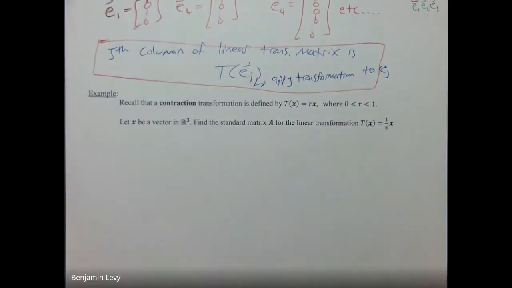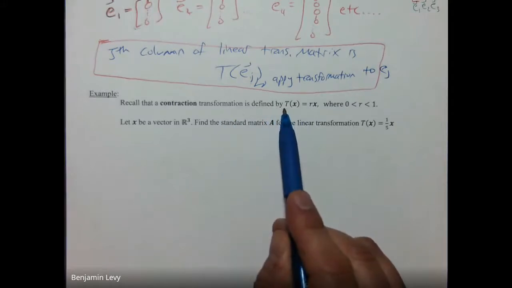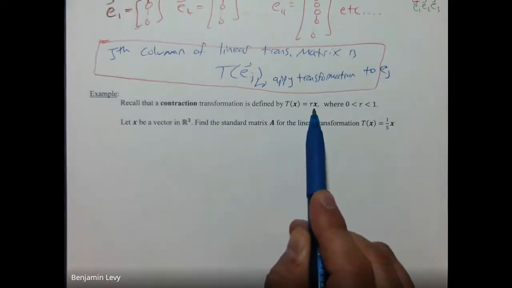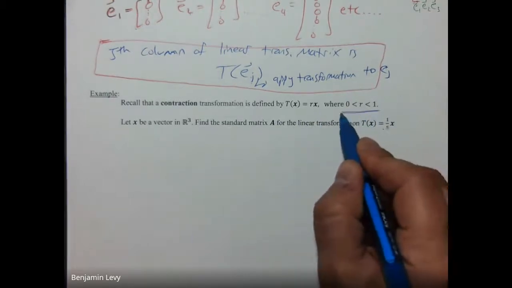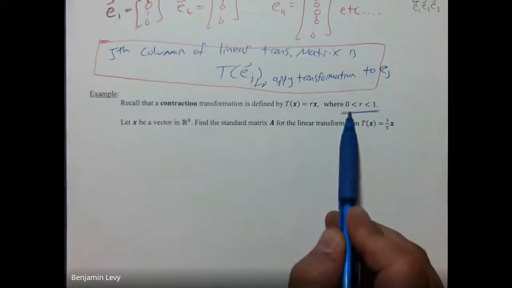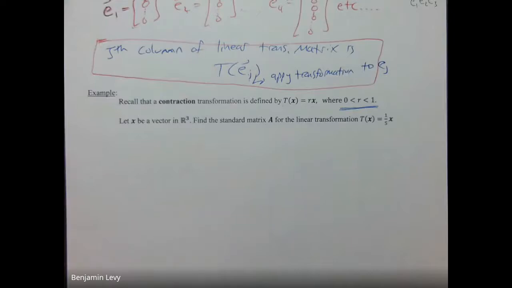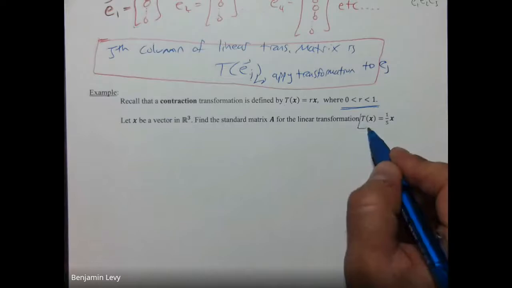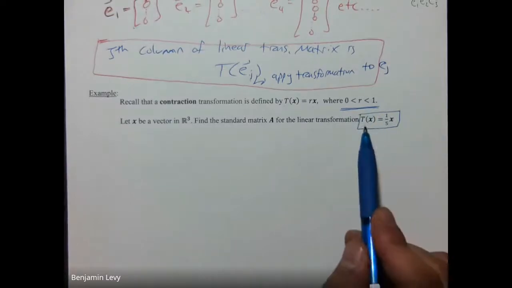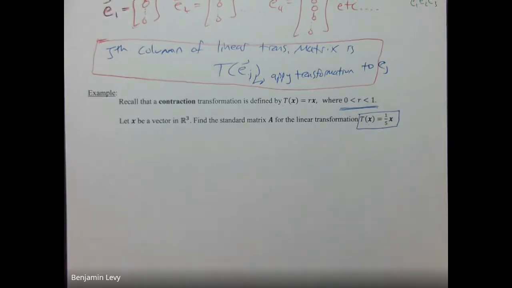So from 1.8, we talked about the contraction mapping, right? When we apply the transformation to a vector, you just multiply the vector by a constant. And in this case, our constant is going to be between 0 and 1. So when we multiply a vector by a constant between 0 and 1, it just makes it smaller. For example, let's pick a vector in R3, and define this linear transformation: you apply the transformation to a vector in R3 and make the vector 1/5 the size. So you multiply each entry by 1/5.